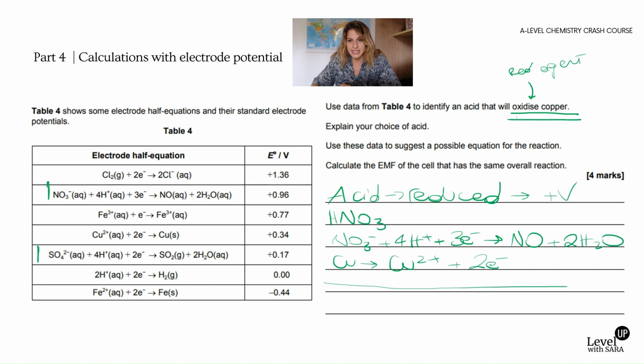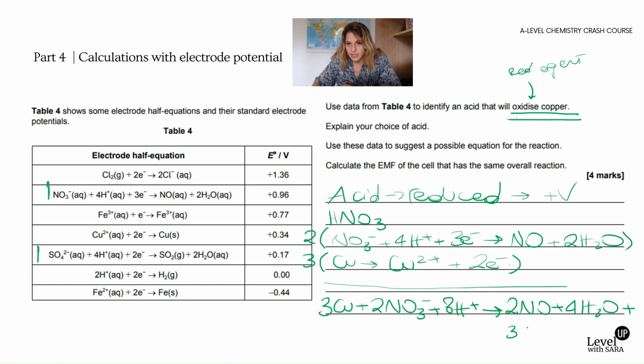You need to balance them by cancelling out electrons. So we have 3 at the top, 2 at the bottom. We need to multiply the whole equations by their balancing numbers so that you have the same number of electrons and they cancel out. So we times this by 2 and this by 3. So that you get to the full balanced equation, you would have 3 Cu plus 2 NO3 minus plus 8 H plus. Electrons have cancelled out. The balancing numbers keep going for the products too: 2 NO plus 4 H2O plus, I'm going to go down here, 3 Cu 2 plus. This is your balanced equation.